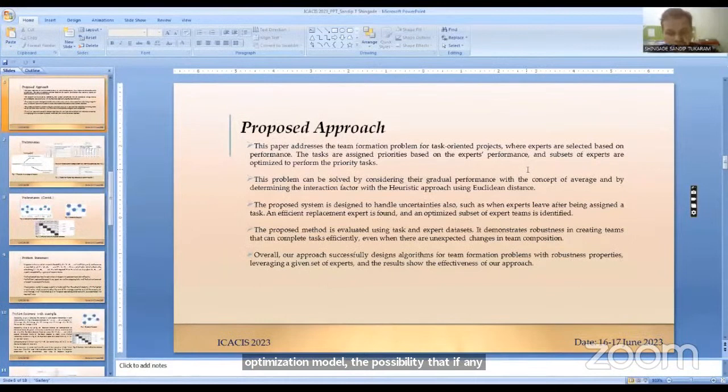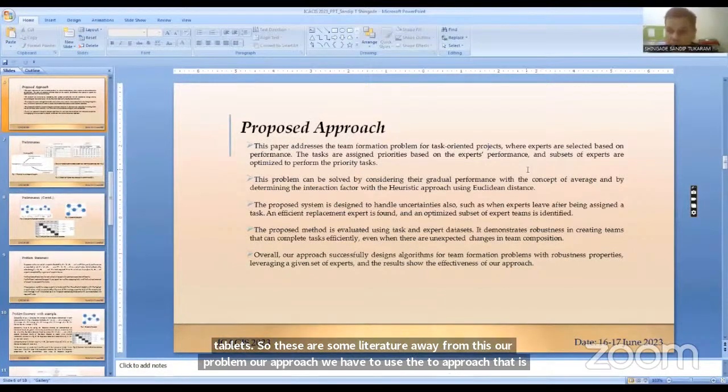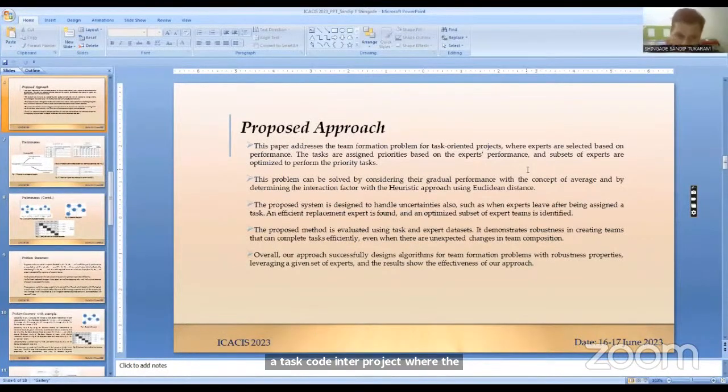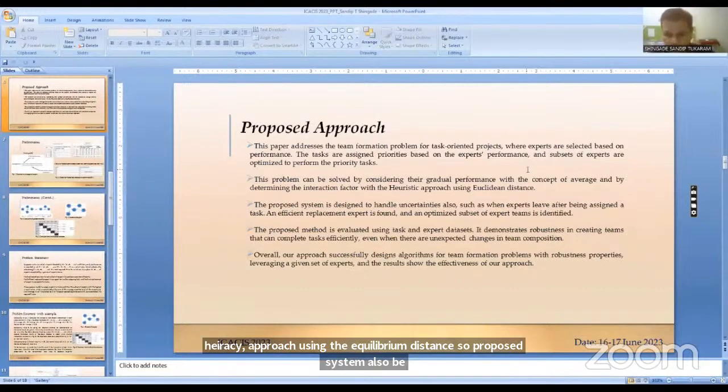In our approach, we use the O2 approach, a task-oriented approach where agents are selected based on their performance, and we find the subset of experts to optimize the priority task. We consider their gradual performance from the average, and we determine the interaction factor with a heuristic approach using the equilibrium distance. The proposed system also handles uncertainty: if any agent fails, we find an efficient replacement agent for that particular team.